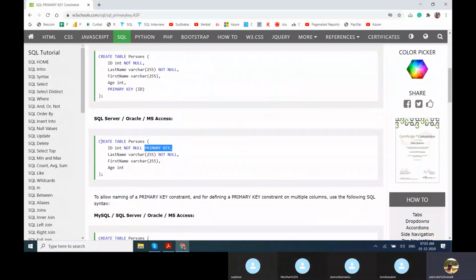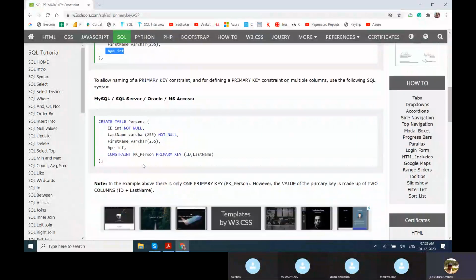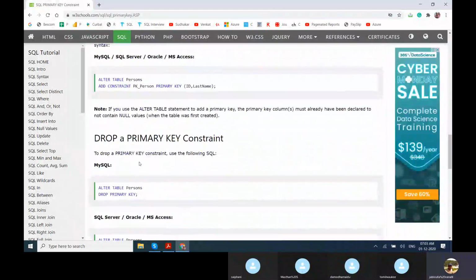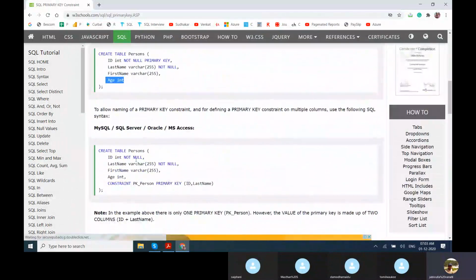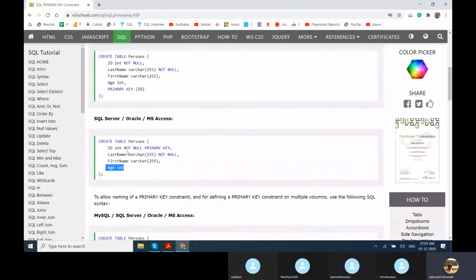So directly: CREATE TABLE person, ID int NOT NULL PRIMARY KEY, last name, first name, and the data type of the last name, age int. In this way we will declare it. So if you remove this NOT NULL PRIMARY KEY, the primary key won't apply to this particular table.